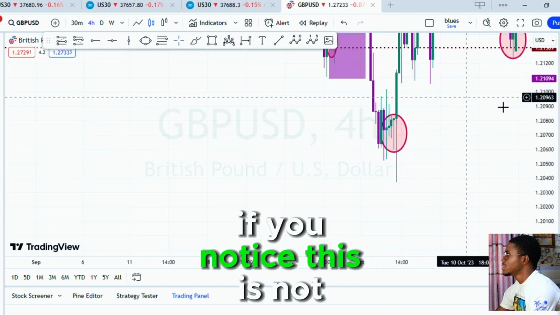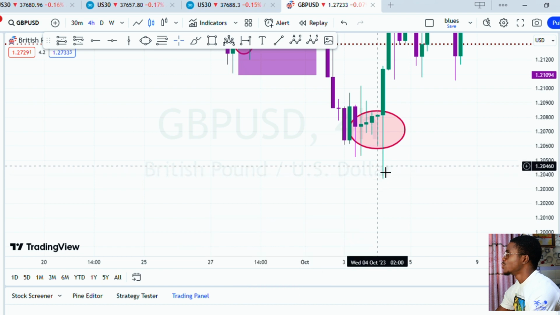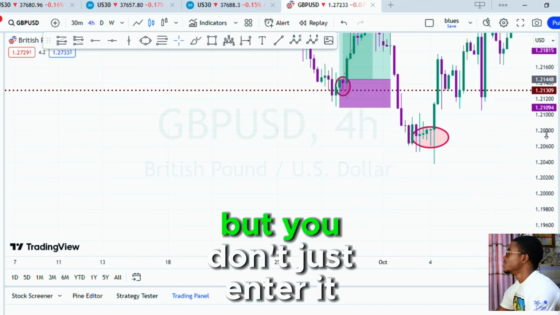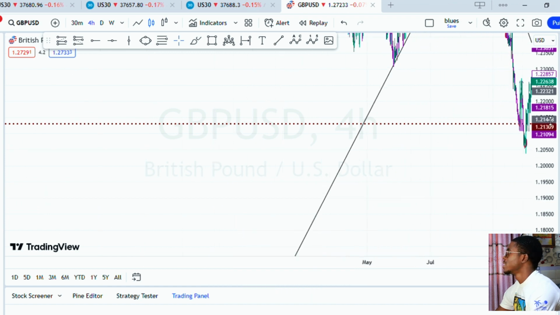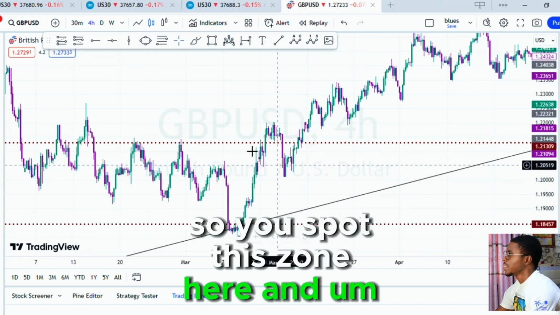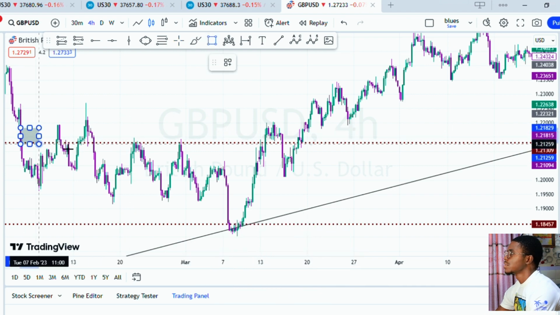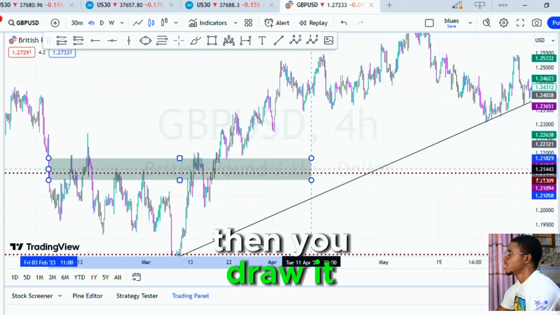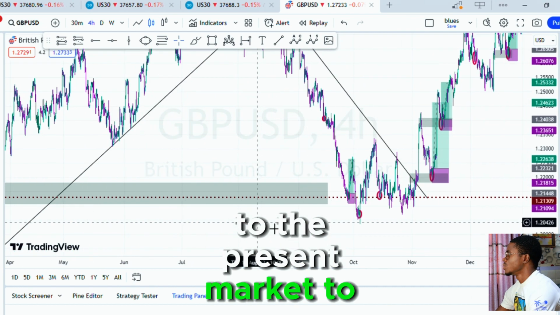If you notice, this is not a dragonfly, this is a hammer with a little body, but you don't just enter it from anywhere. You need to go back and check if there is any strong zone there before you enter your trade. So you spot this zone here and this zone here. Here is a strong zone. Then you draw it to the present market to know what's up.